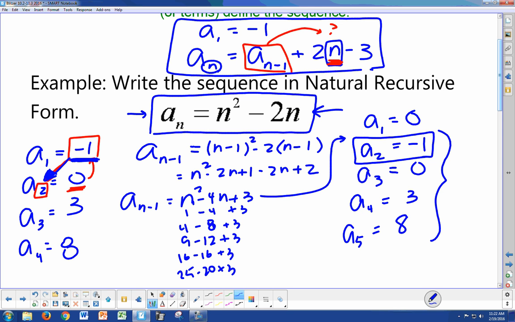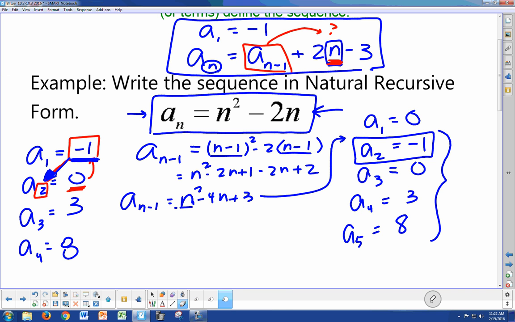And the way to do that is to substitute n minus 1 into the original function, or the original sequence, and create a new sequence right here, n squared minus 4n plus 3. So mission accomplished. We've got our first part. Let me erase just this information below, because those were just the plug and chug values. And now we're going to try to figure out how to turn that negative 1 into a 2.